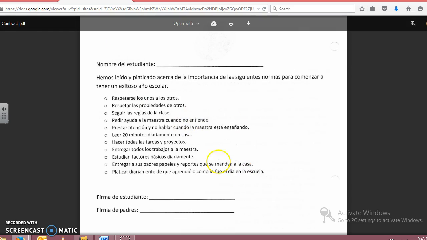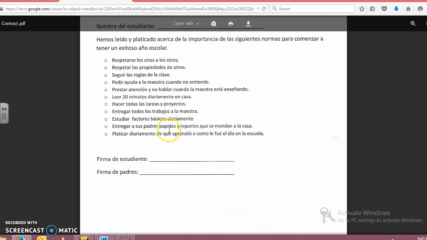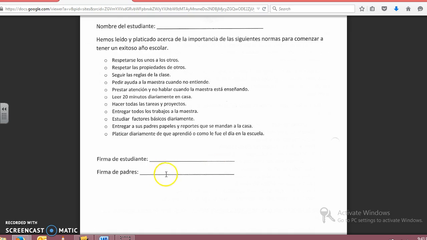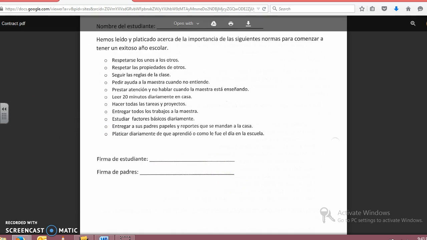Back here, as you can see, are some of the daily rules that they must follow every day. And then the child needed to sign, and the parents also needed to sign.